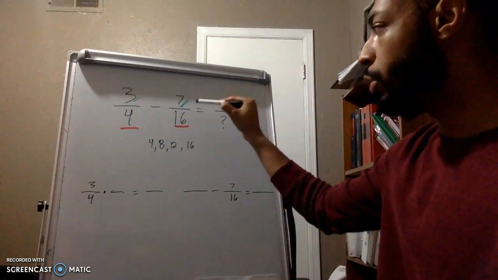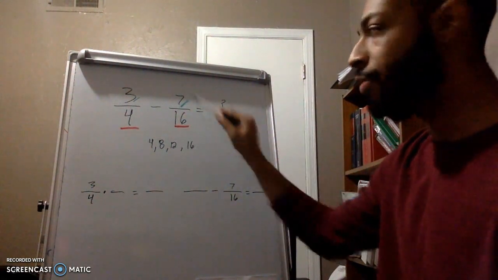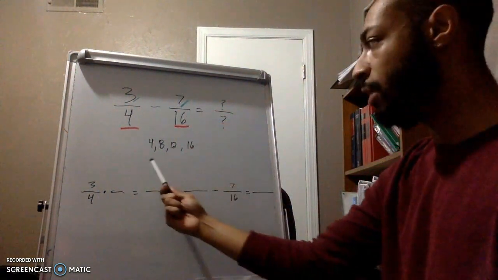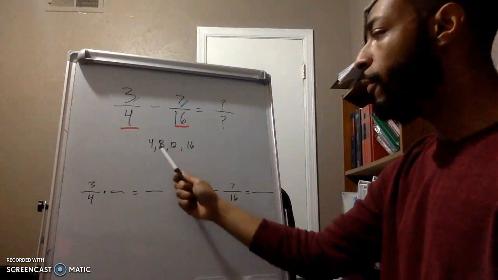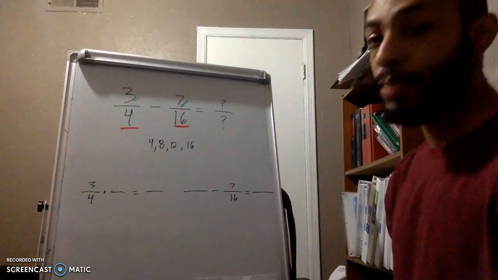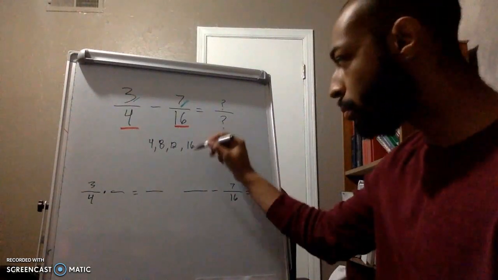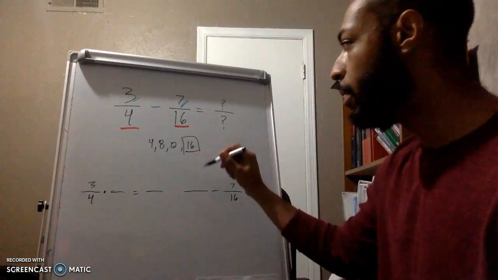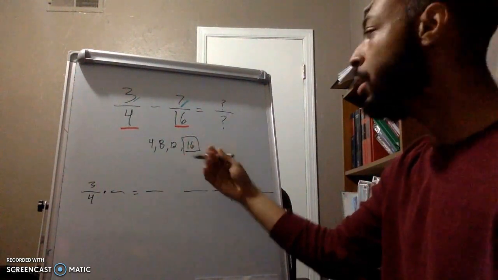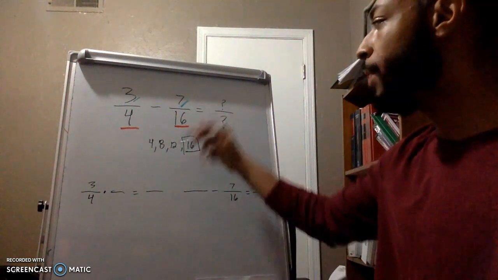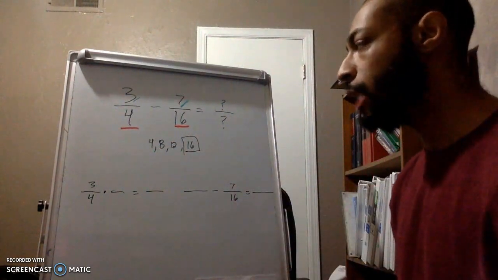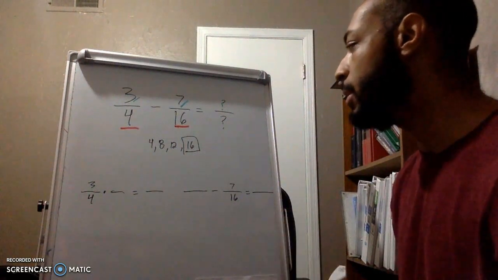So in order to do that, I can look at all the factors of 4 to see if any of them get to 16, which I have done right here. We have 4, 8, 12, and 16. So I can see, oh, 4 times something makes 16. So I can come over 1, 2, 3, 4. All right, so 4 times 4 would make that 16.